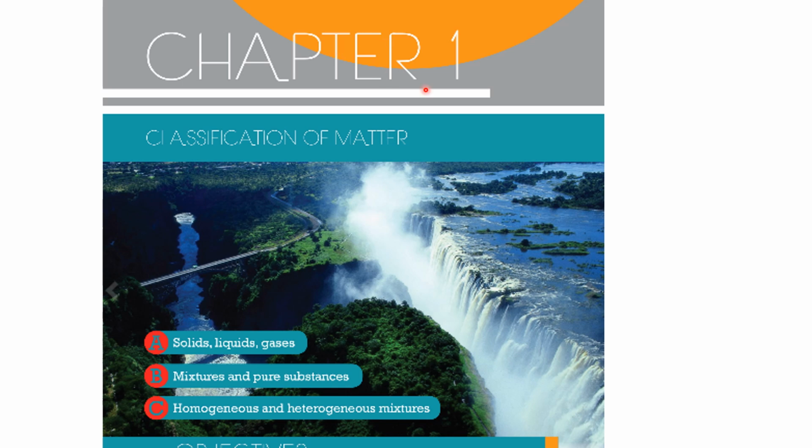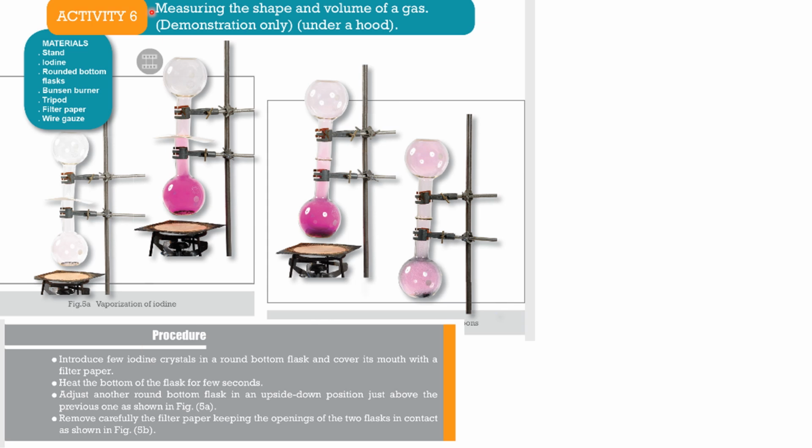Today we will continue chapter 1, classification of matter, talking about solid, liquid and gas, and then moving to mixture and pure substance. Activity 6, measuring the shape and volume of a gas. The materials used here are stand, iodine, rounded bottom flask, Bunsen burner, tripod, filter paper and wire gauze.